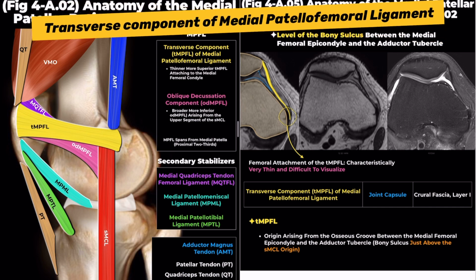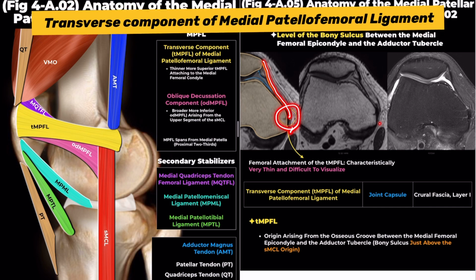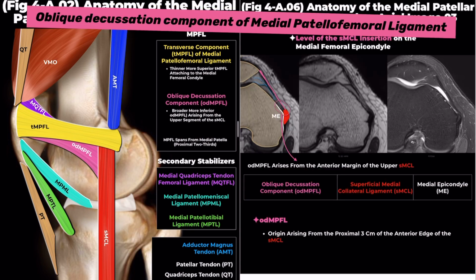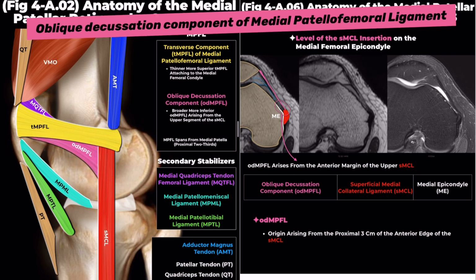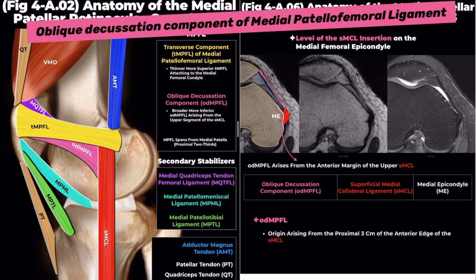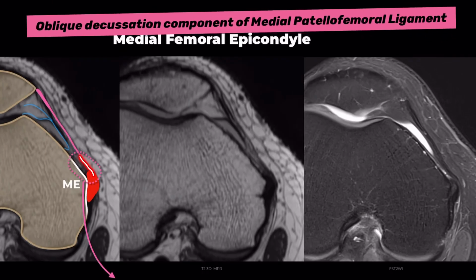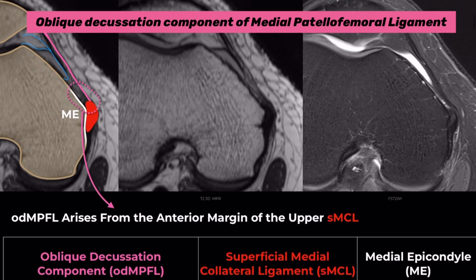The medial patellofemoral ligament consists of a thinner, more superior transverse component attaching to the medial femoral condyle and a broader, more inferior oblique decussation component arising from the upper segment of the superficial MCL. This pink structure represents the oblique decussation fibers of the medial patellofemoral ligament.